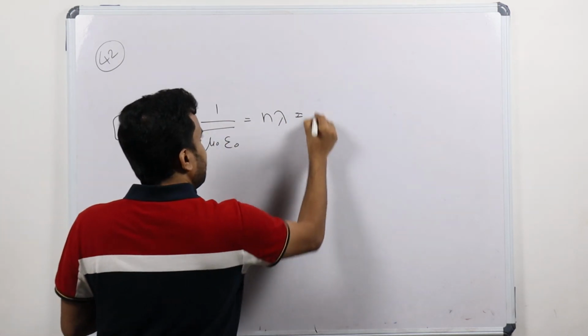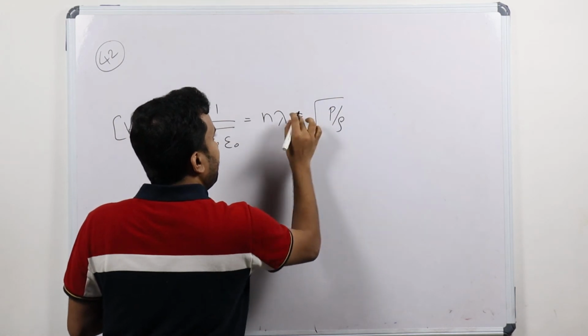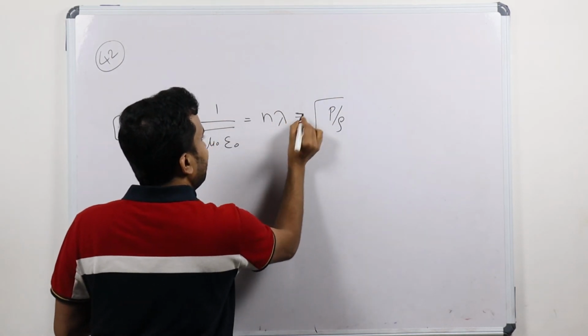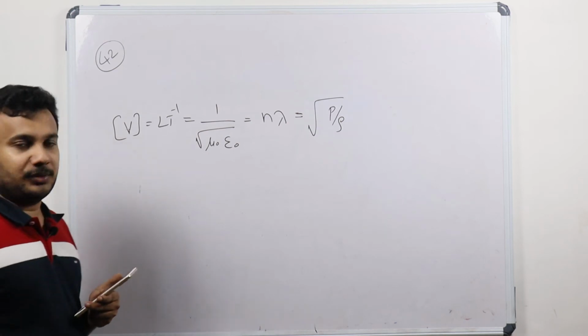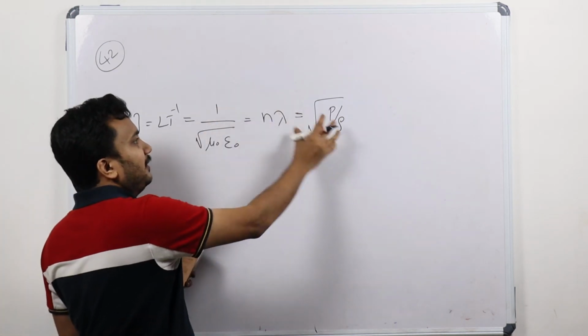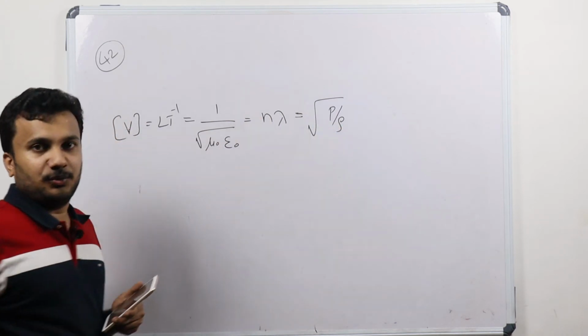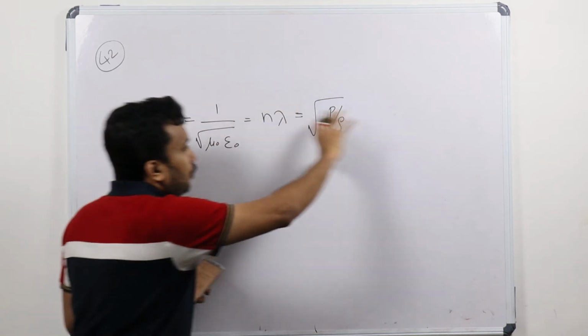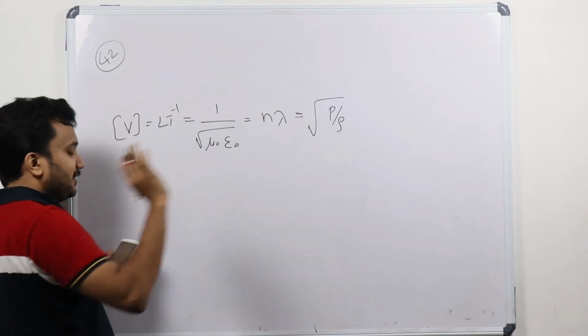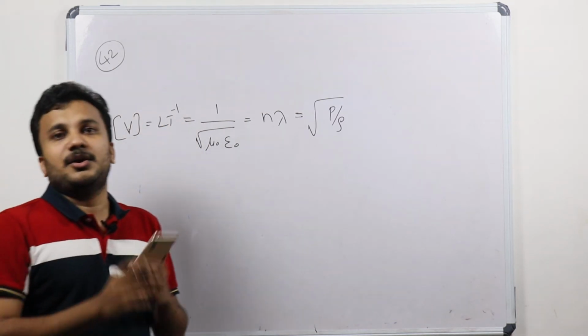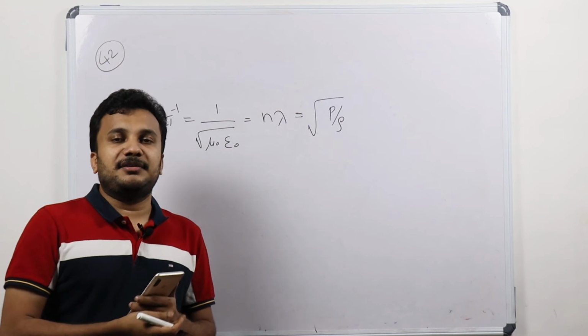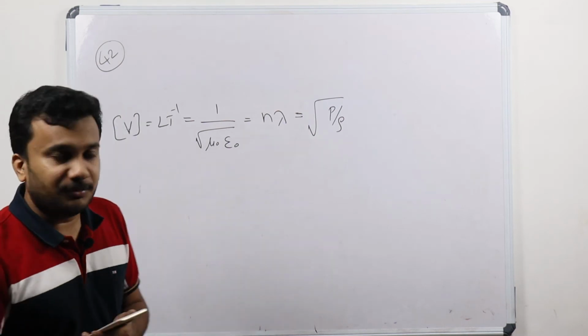And another one is root of p by rho. All these are holding. This you will learn it in waves chapter. Okay, in waves chapter you will learn it some equations related to pressure and density with respect to velocity, and these all are holding the dimension of velocity except the last one, omega k. Omega k is not having the dimension of velocity.